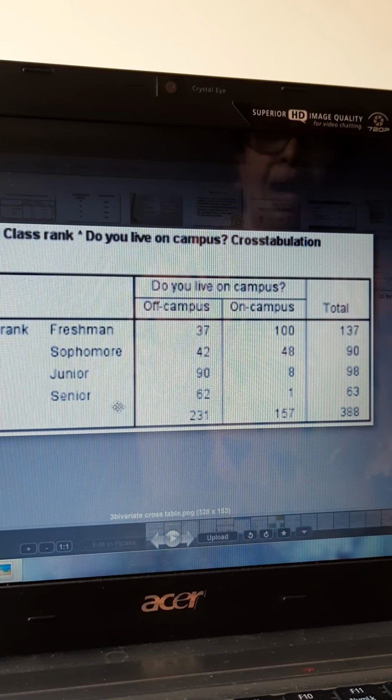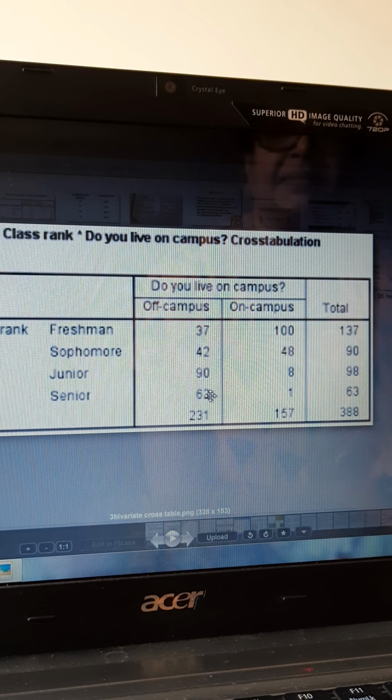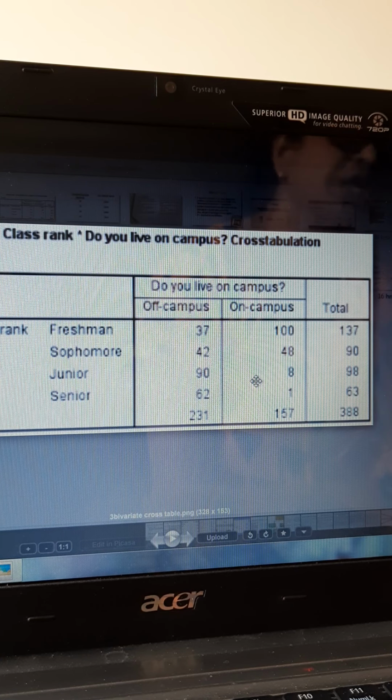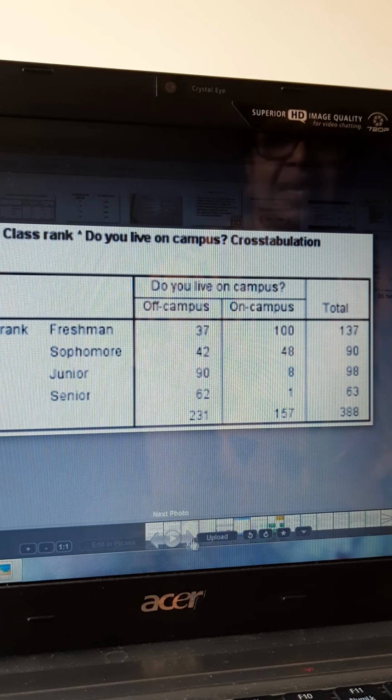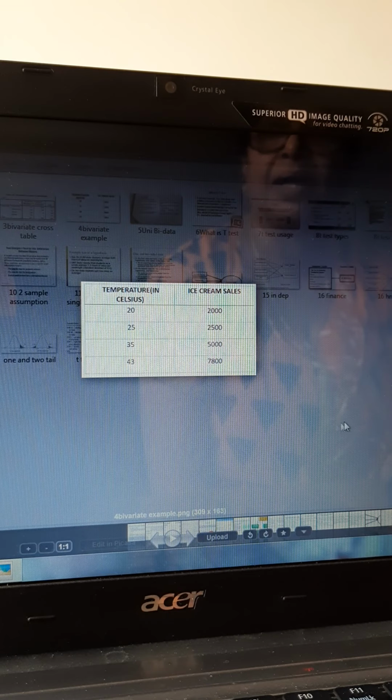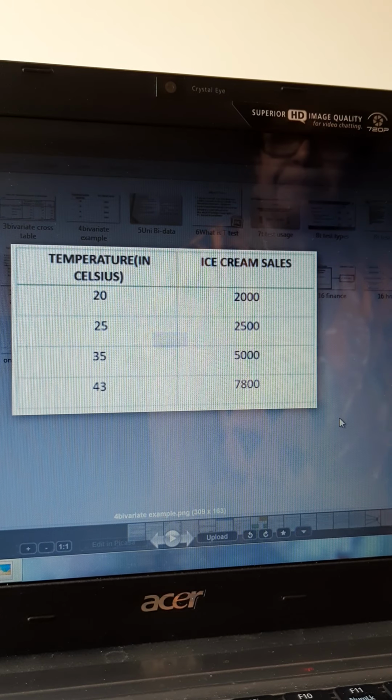What is it that they want to study? Off campus or on campus, where they are living. Supposing they want to have classes in the nights, they are doing a study to find out how many are living off campus and how many are living on campus. So two variables are there, and then you are doing a cross table for that. Just an example for cross table, what you can do with two variables.